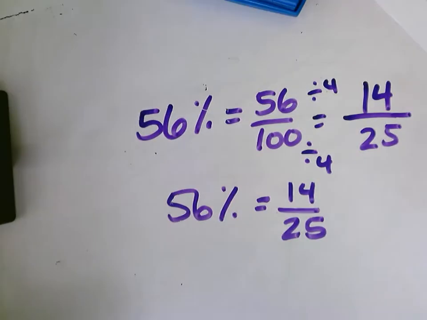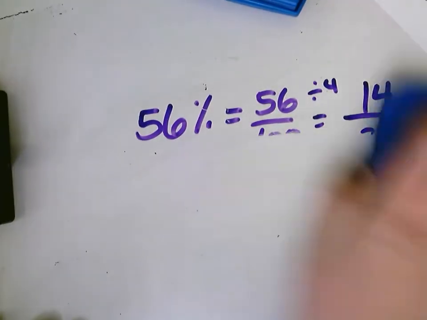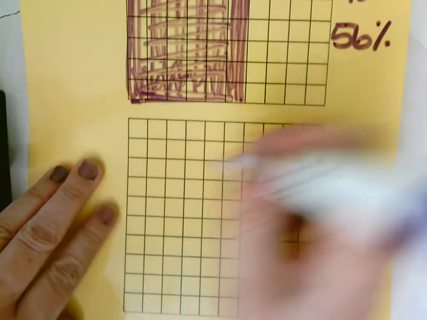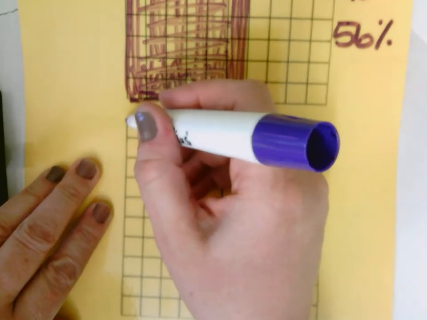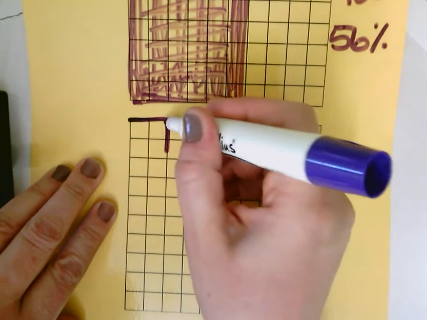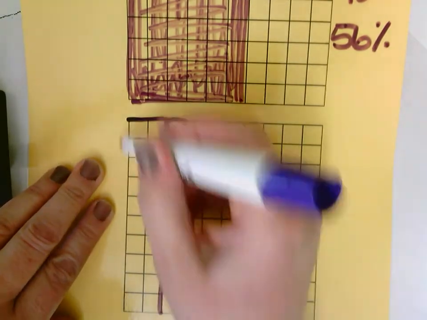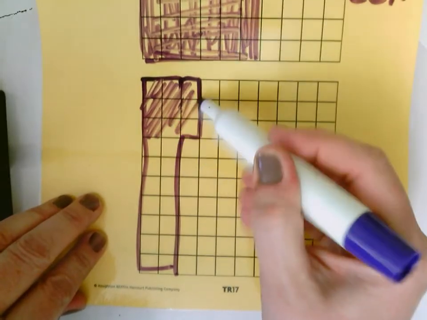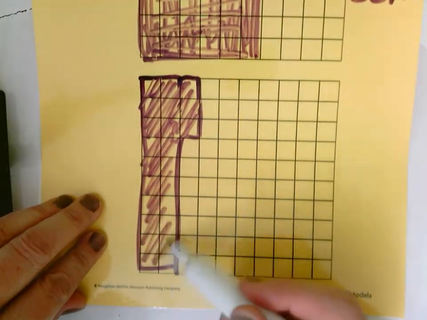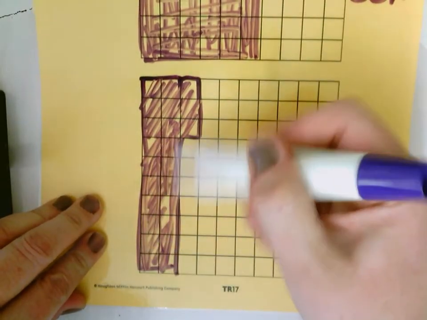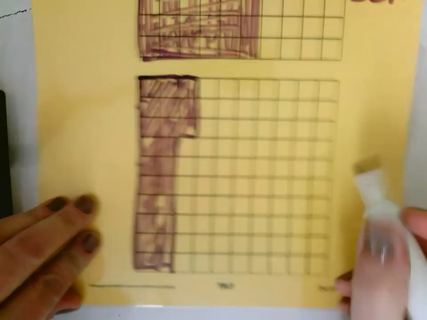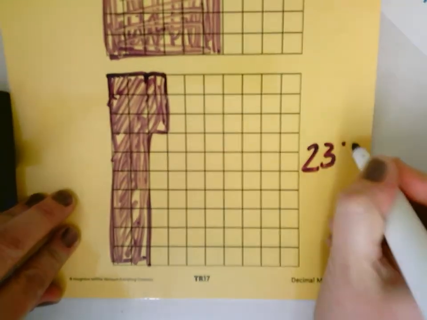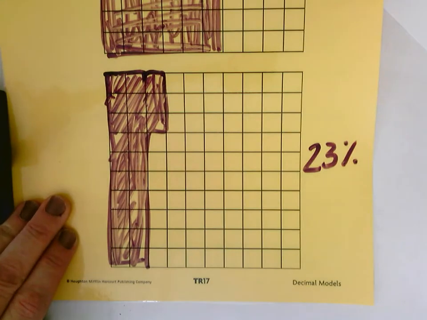All right, let's try one more example. Let's do something smaller. Let's say I have 23 squares colored in on my 100 grid. I have 23 squares out of 100 squares. That's 23% of my squares colored in.